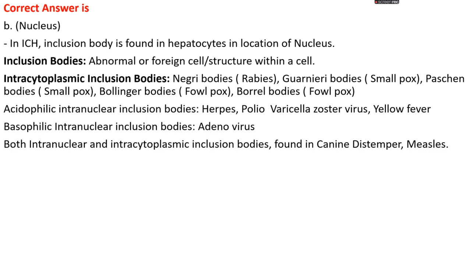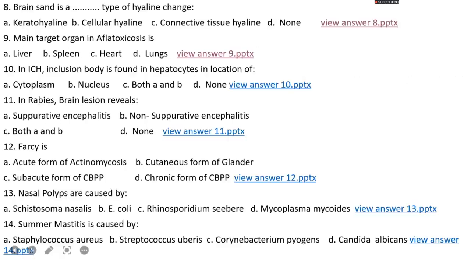Acidophilic intranuclear inclusion bodies include herpes, polio, varicella zoster virus, yellow fever, and basophilic intranuclear inclusion bodies include adenovirus. Both intranuclear and intracytoplasmic inclusion bodies are found in canine distemper, measles, etc.